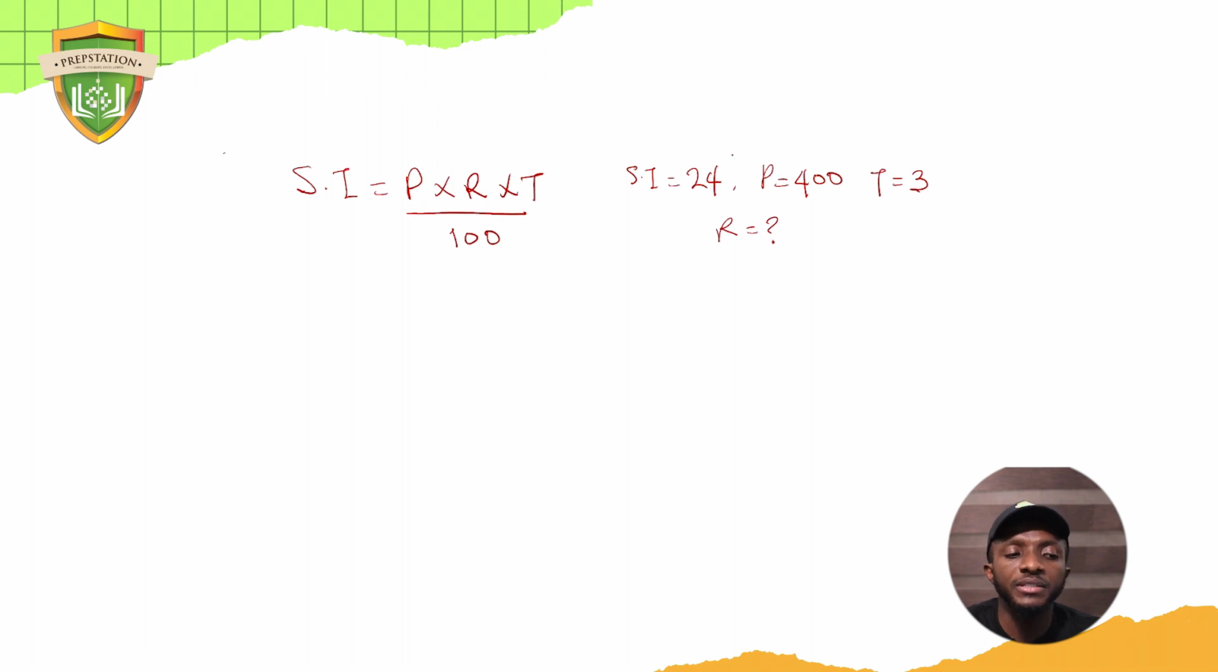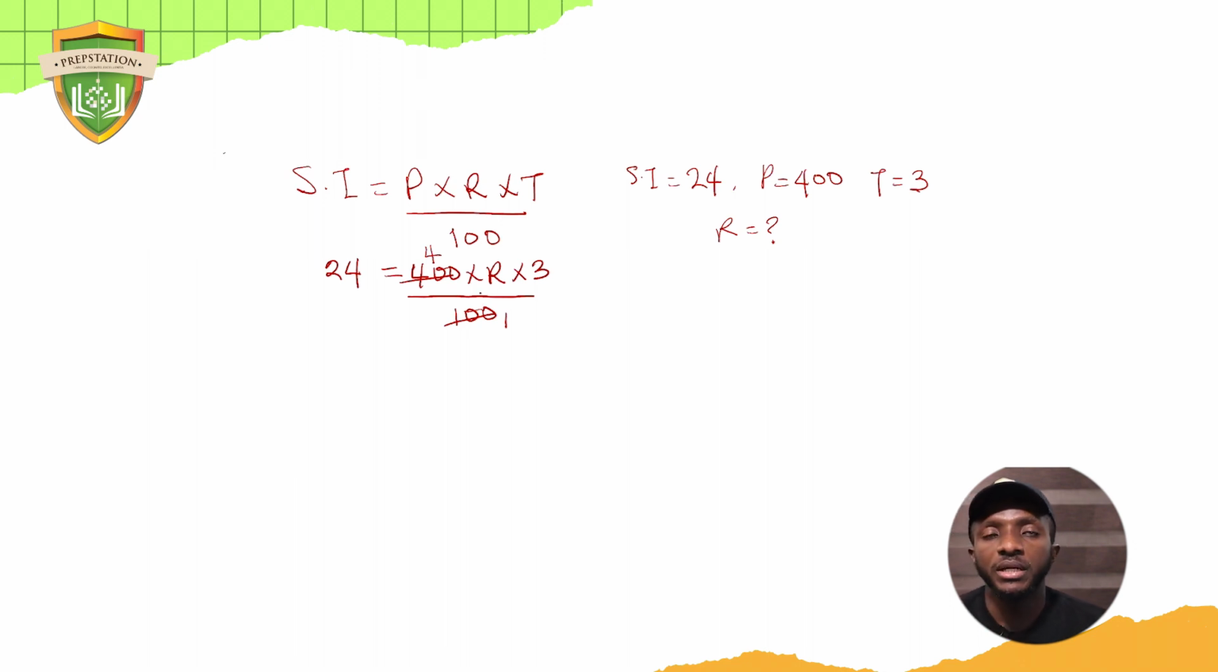So if we apply all of these things, substitute them into the equation, we're going to have 24 equals, remember the principal is 400, times r, which is the rate which we don't know, times 3 over 100. Now, you can get 100 in 400. So more like saying 100 in 100 is 1, 100 in 400 is 4. So if you do the math, multiply, 4 times r is 4r, 4r times 3 is 12r.